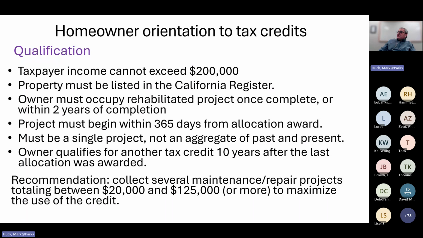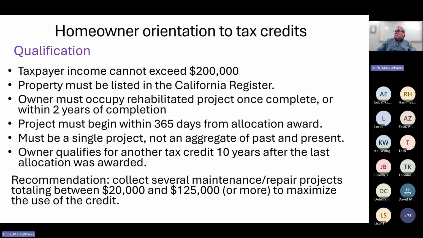So for qualifications, taxpayer income cannot exceed $200,000. The property must be listed on the California Register. Owners must occupy rehabilitated projects once complete or within 2 years of completion. The project must begin within 365 days from the allocation award. It must be a single project, not an aggregate of past and present projects. And the owner qualifies for another tax credit 10 years after the last allocation was awarded.